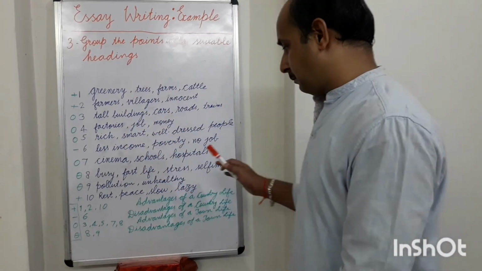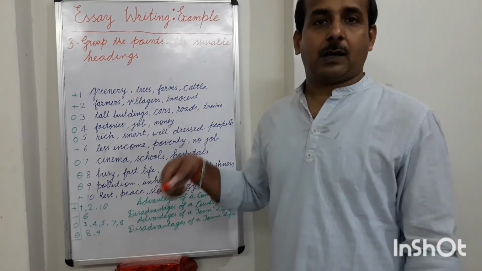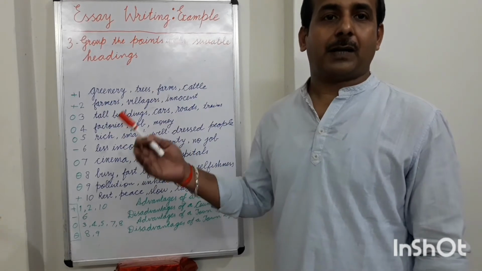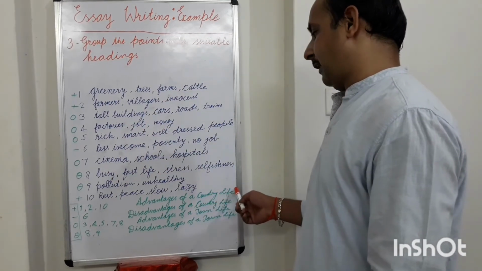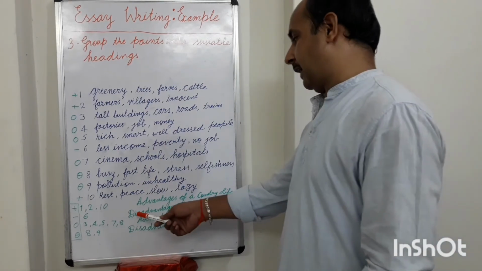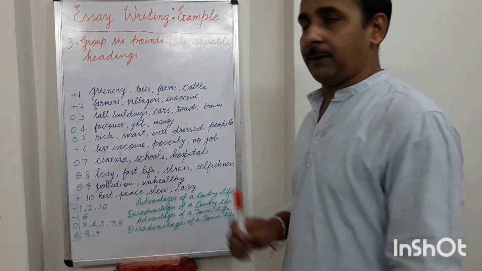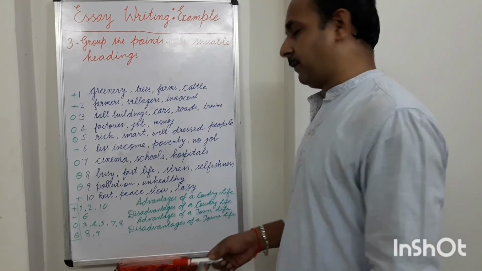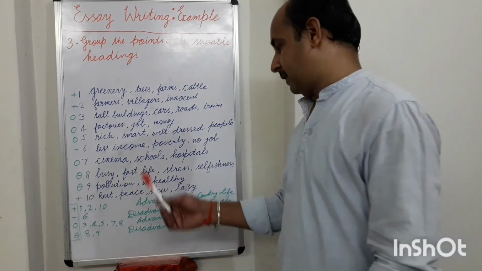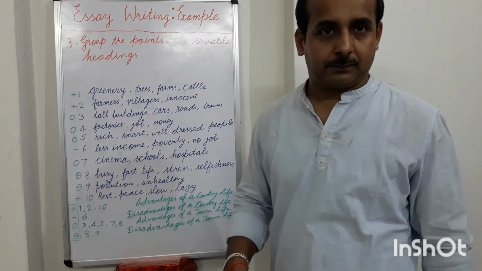Accordingly, I have put these points under 4 suitable headings, and the headings are advantages of a country life, the first heading. The second heading is disadvantages of a country life. The third heading is advantages of a town life, and the 4th heading is disadvantages of a town life.